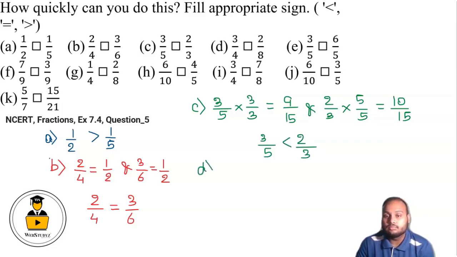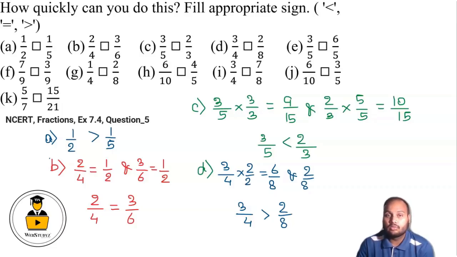In the D part, we can see we have been given two numbers that are 3 by 4 and 2 by 8. So if we multiply 3 by 4 into 2 by 2, we get 6 by 8. And the second number we have is 2 by 8. Fine. So from here we can conclude that 6 by 8 is greater than 2 by 8, or 3 by 4 is greater than 2 by 8. One thing which I missed to mention is, if denominators are equal, then go for the numerator. The number with the greater numerator in this case will be greater. Fine. So D part is also solved now.